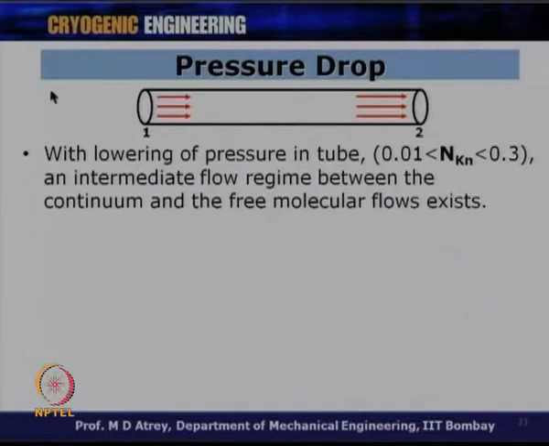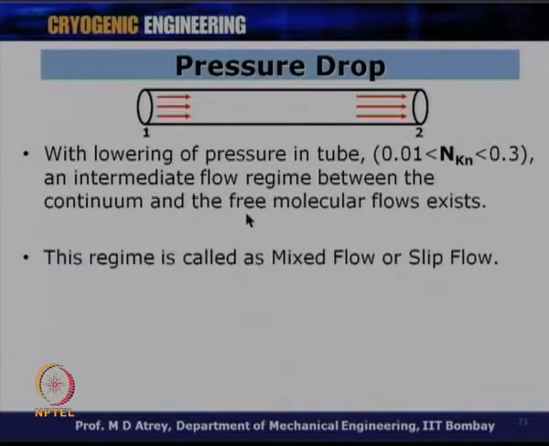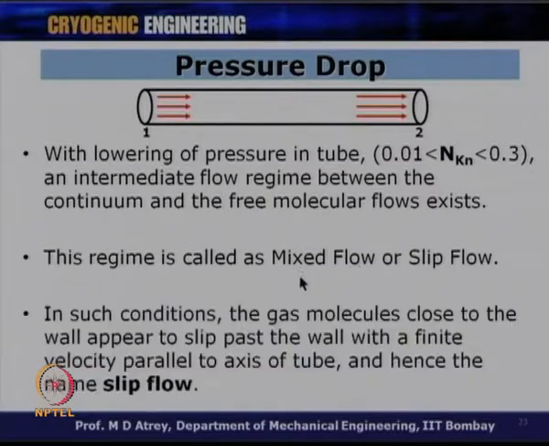Now, that was with the continuum flow, and let us talk about mixed flow. With the lowering of pressure in the tube, when the Knudsen number is between 0.01 and 0.3, an intermediate flow regime between the continuum and the free molecular flow exists, as we have seen different flow regimes in vacuum. This regime is called mixed flow or slip flow. We are somewhere in between the molecular flow region and the continuum region, and that is why it is called the mixed flow regime. In such a condition, the gas molecules close to the wall appear to slip past the wall with a finite velocity parallel to the axis of the tube, and hence it is called slip flow.